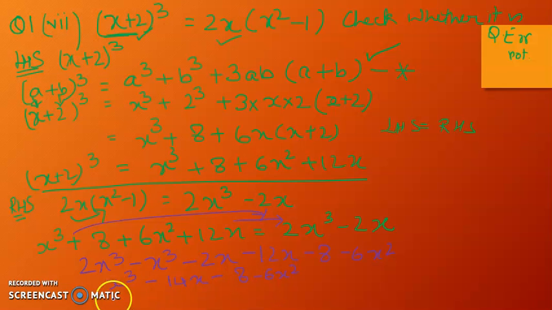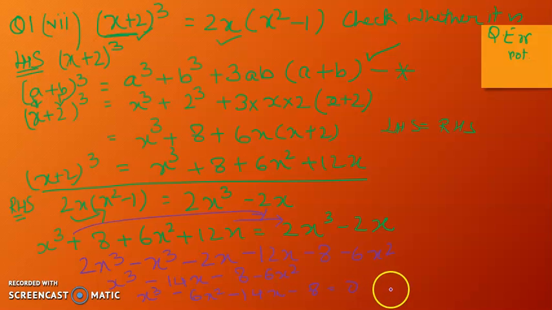Always remember, students, we write the equation in decreasing form. The highest degree is 3, then next will be 2. So we rewrite this equation as x cube minus 6x square minus 14x minus 8 equal to 0. Now 3 is the highest degree of the variable, so this means it is cubic. When I was explaining polynomials, I explained the various types: what is linear, what is quadratic, what is cubic. Since the highest degree is 3, this is a cubic polynomial.